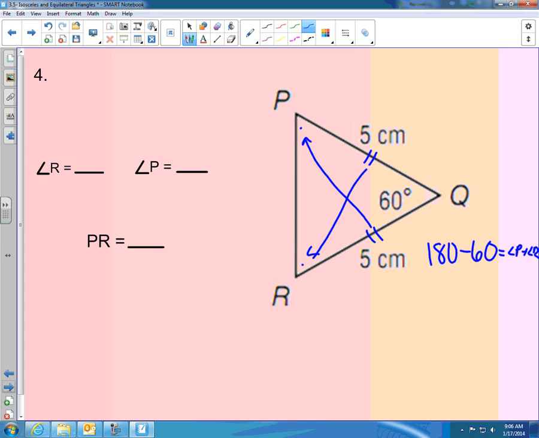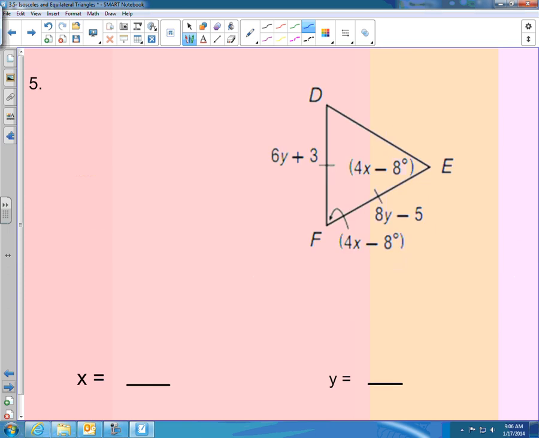And so that's 120, which is angle P plus angle R. If we divide it by 2, that tells us each of those angles is 60 degrees. And if they're 60 degrees and angle Q is 60 degrees, then we know that all three sides are congruent, and therefore PR is also 5 centimeters.